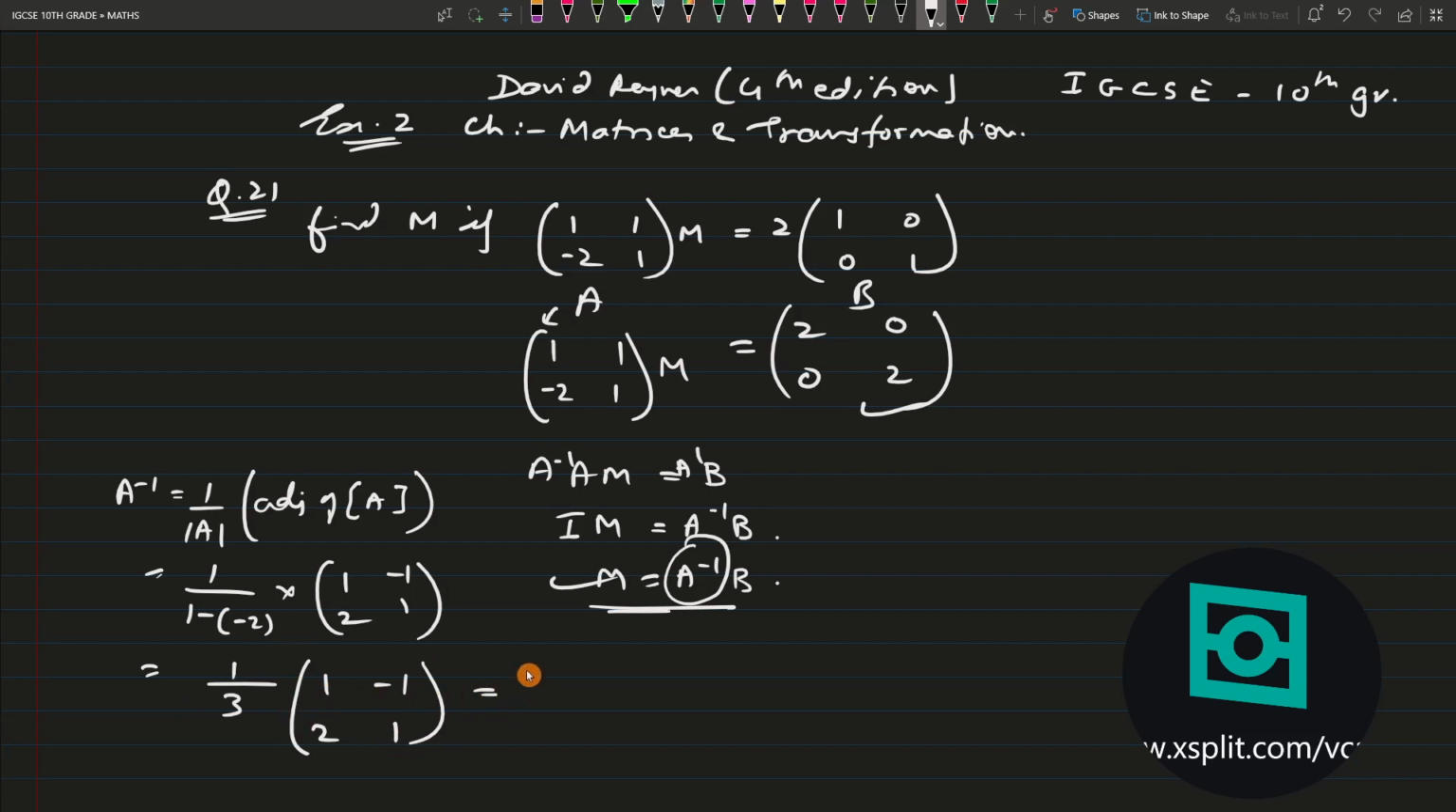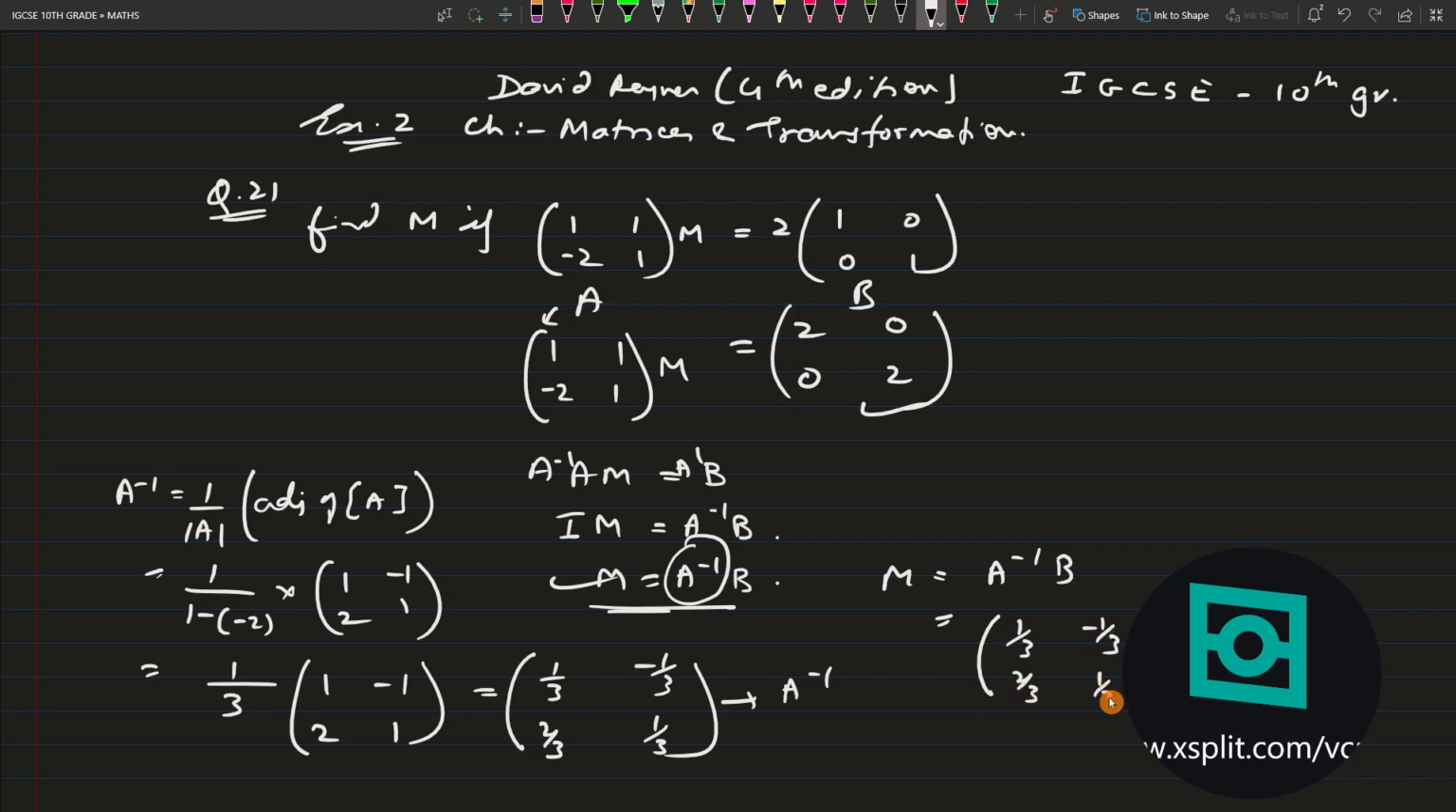Now if you want, you can take this 1 by 3 inside. That will make it 1 by 3, minus 1 by 3, 2 by 3, 1 by 3. So this is your A inverse. Now M is equal to A inverse times B. So A inverse is this one, 1 by 3, minus 1 by 3, 2 by 3 and then 1 by 3. This times B. B is 2 0 0 2.